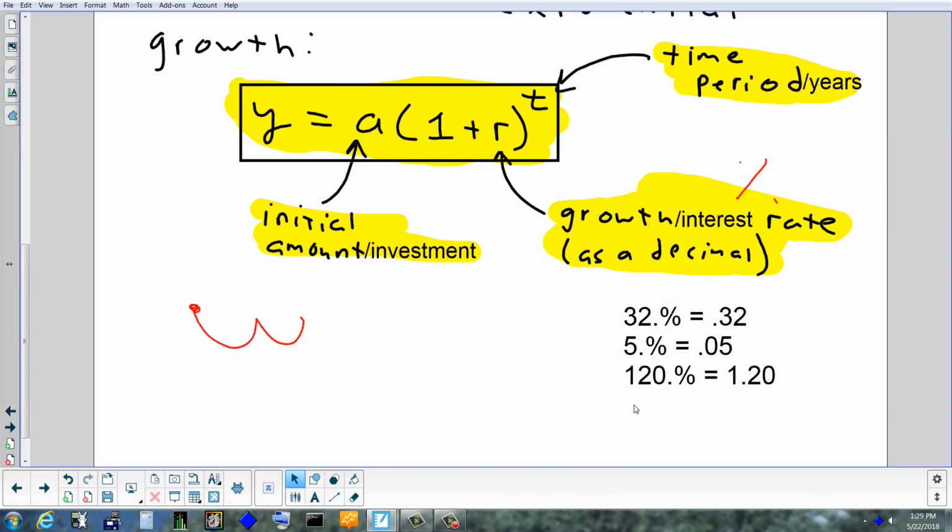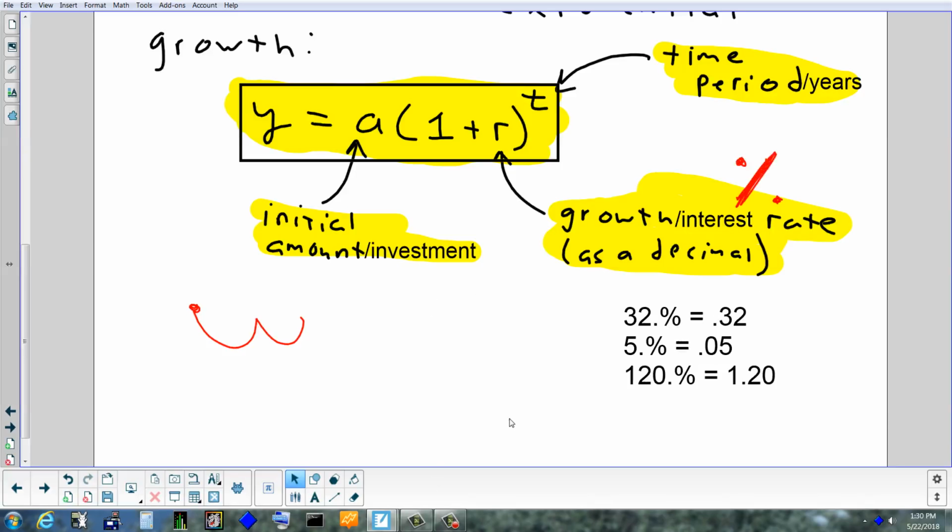What did I just say, Fred? You have to change it into a decimal. Change what to a decimal? How is the rate going to be written in your problem? How are you going to know what's the rate? What's it going to have? It'll be as a percent.